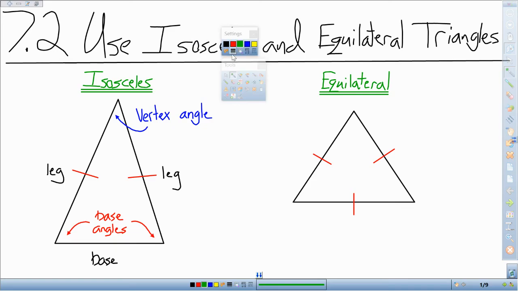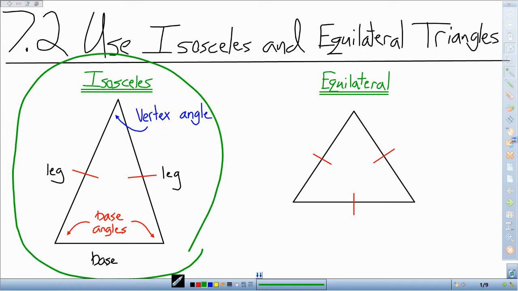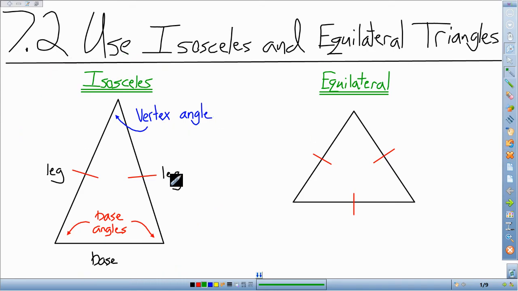Okay, so the first type of triangle we're looking at here is what's called an isosceles triangle. There's kind of a lot here, but the main thing I want to point out is that what makes this triangle isosceles is that it has two congruent sides. This side length here is congruent to this side length here. So that is what makes it isosceles, having just two congruent sides. The rest of this stuff is just vocab that you'll see throughout this lesson and lessons in the future.